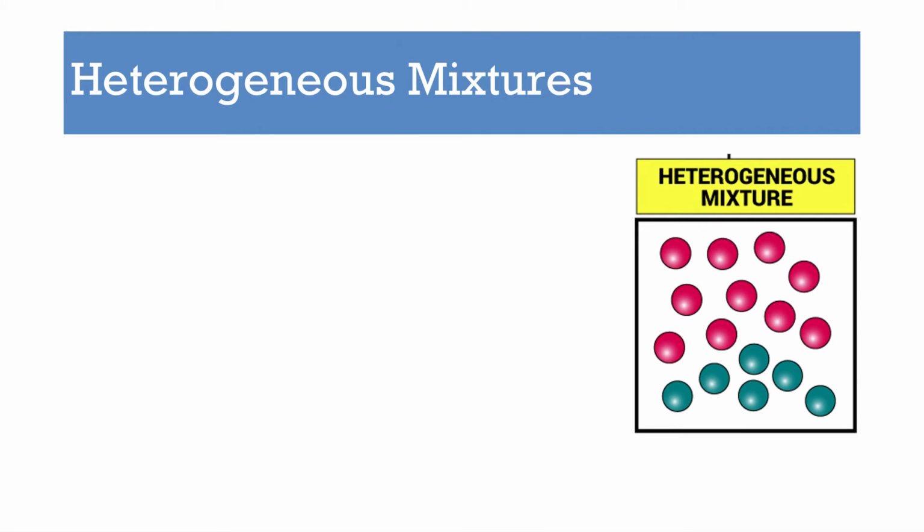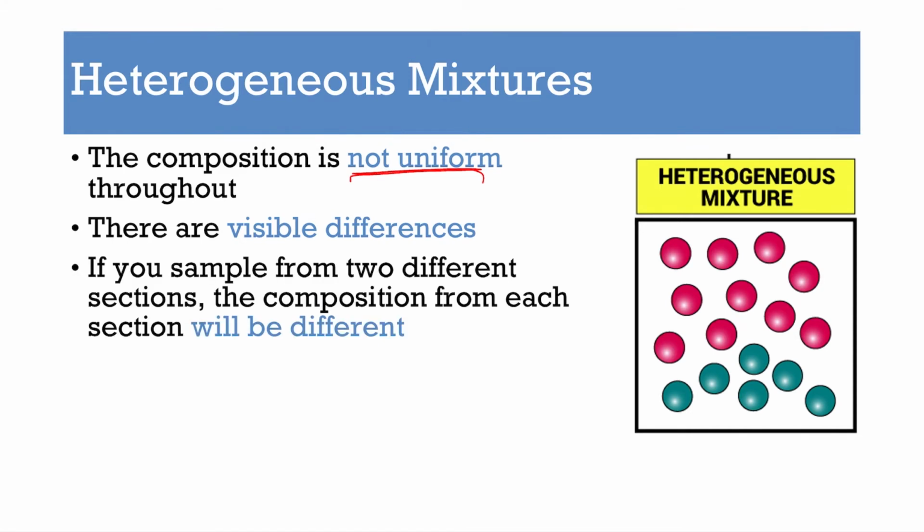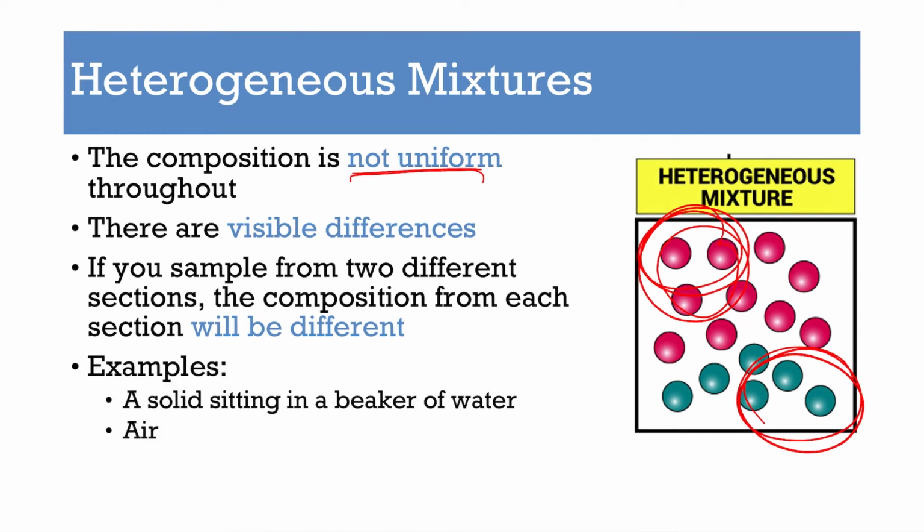Okay, taking a closer look at heterogeneous mixtures, the composition here is not uniform, so it's going to be different in different areas. And here you can see these visible differences more. If you were to take a sample from two different sections of whatever you're looking at, those different samples will be different. So again, if we take a top corner sample here and a bottom corner sample there, you have different things. You can see these different parts to it.